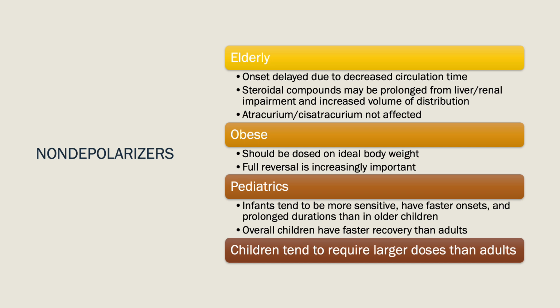Now, in pediatrics, our non-depolarizers have a faster onset but a prolonged duration in infants compared to older children. But children generally recover faster than adults. Oftentimes, children in that school age range require larger doses of non-depolarizers, and this can be due to their neuromuscular physiology and their overall better metabolism. So children tend to require higher doses. Infants are more sensitive, faster onset, prolonged duration.